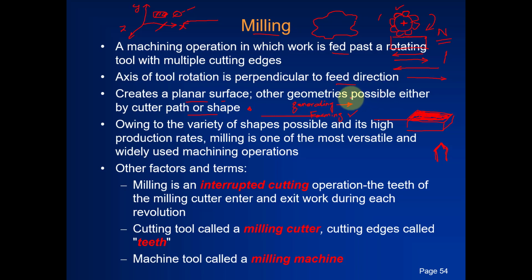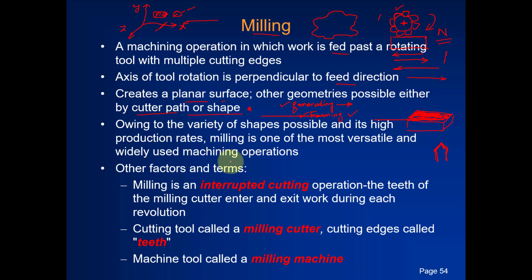So milling operation generally produces a planar surface, but other geometries are also possible. You will see in the next few slides that different geometries can be obtained by using milling operation, depending upon either the cutter path, which is generating, or the shape of the cutting tool, which is forming. Owing to the variety of shapes possible and its high production rate, milling is one of the most versatile and widely used machining operations.